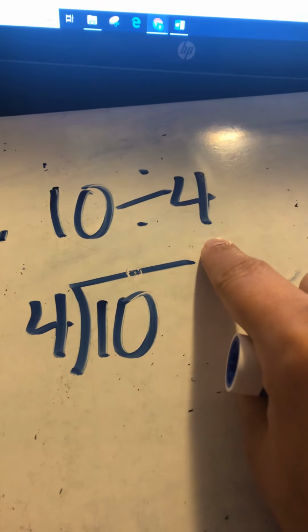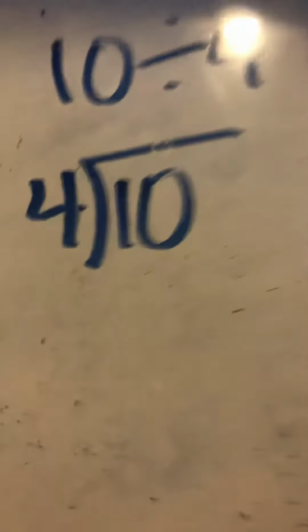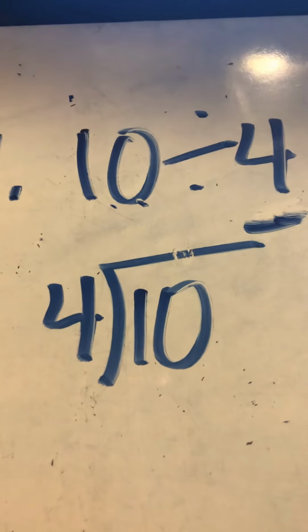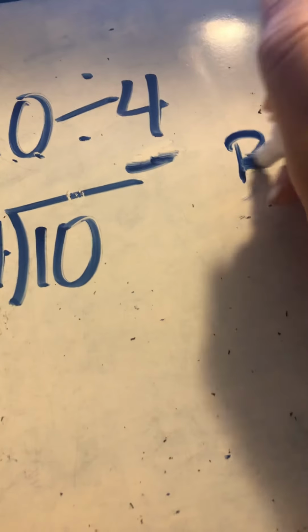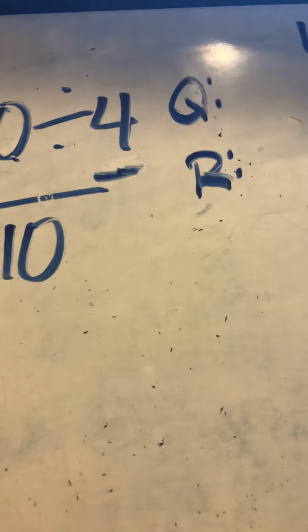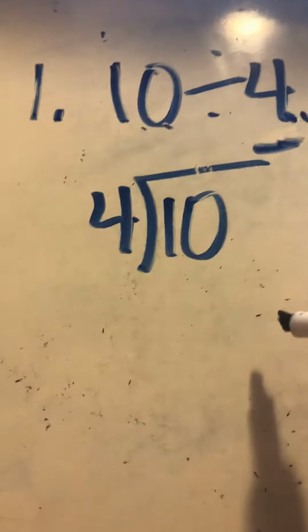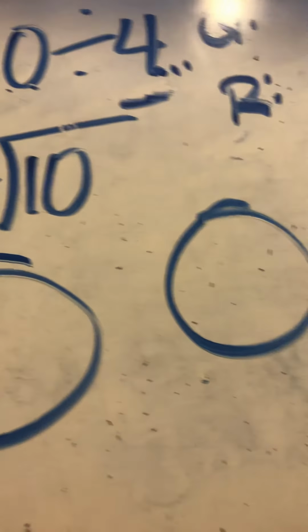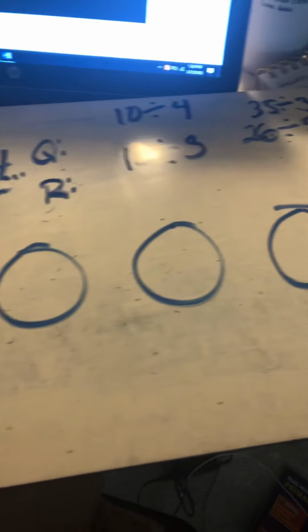10 can be divided up into 4 pieces how many times? Okay, so what they want you to use for counters, this is the number that we are going to break 10 apart into. Okay, and whatever is not used, that's going to be distinguished by R, which is the remainder. So on your answer, you should have something that says Q for quotient and R for remainder. Okay, now if we're dividing it into 4 pieces, I'm going to make 4 circles. 1, 2, 3, 4.